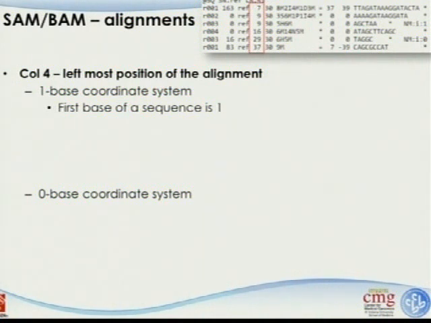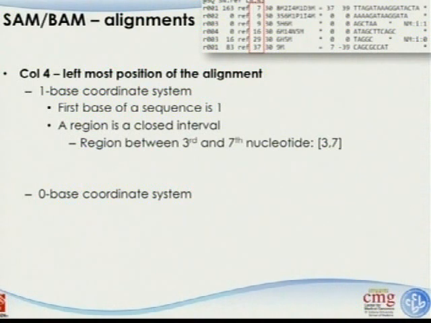There is a zero-base coordinate system sometimes being used, and sometimes they are really, really confusing. But in SAM tools, in the SAM format, it's a one-base coordinate system. And when you do the coding for the students, this is information you really need to know, right? Otherwise, all your alignment will be shifted, which doesn't make any sense. And the region is a closed interval. A region between the third and seventh nucleotide will be identified as this.